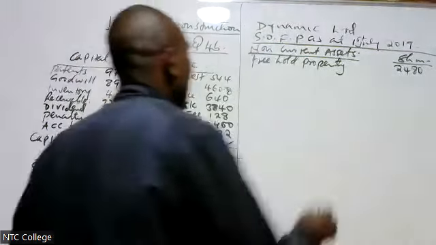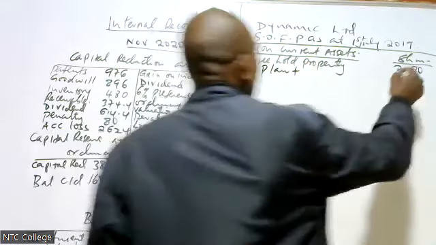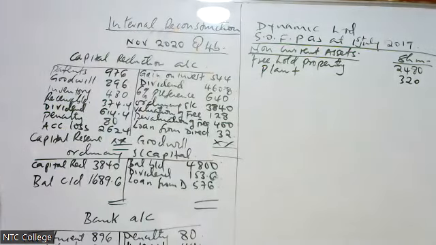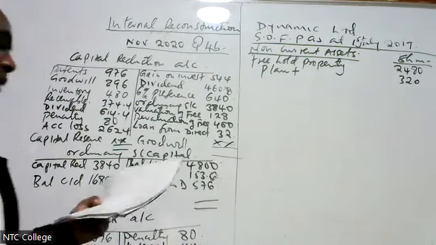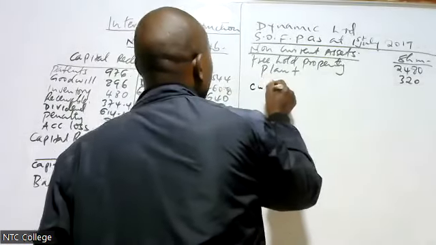Then we have land. Land in note number 1, we have 320. When you read note number 1, the examiner says that land is 320. And remember, we have not touched that asset. Therefore, it remains 320. It goes to the balance sheet as 320. Then there is nothing else. We go to current assets.